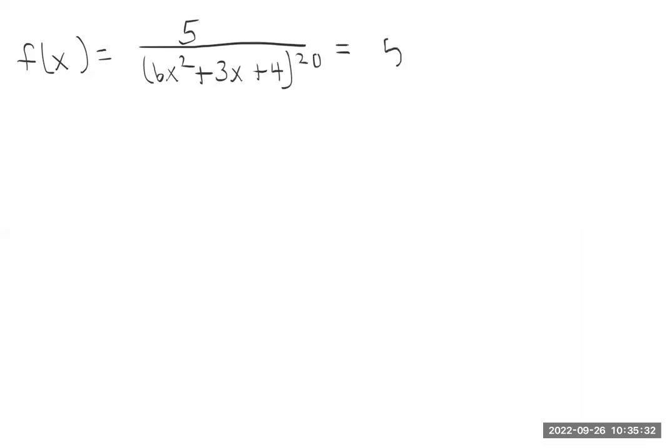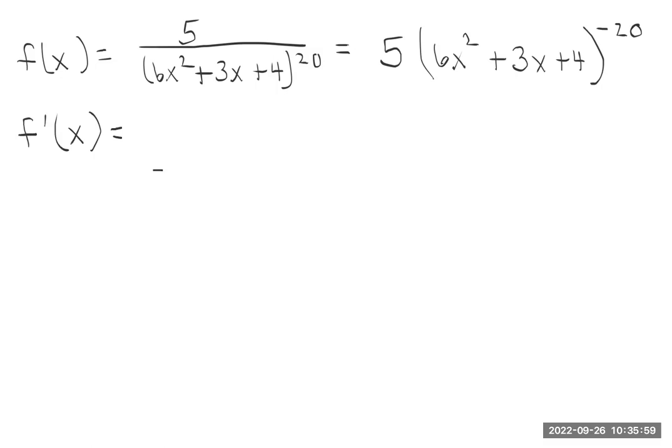So for f of x, where I have 5 over (6x squared plus 3x plus 4), all raised to the 20th power, I'm going to want to think about that. This is the original. This is not the derivative. 5 times (6x squared plus 3x plus 4) to the negative 20th, because I brought it up from the bottom. That's what negative exponents indicate. Now, that's regular old general power rule.